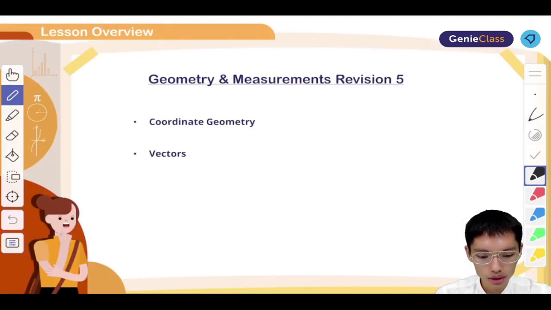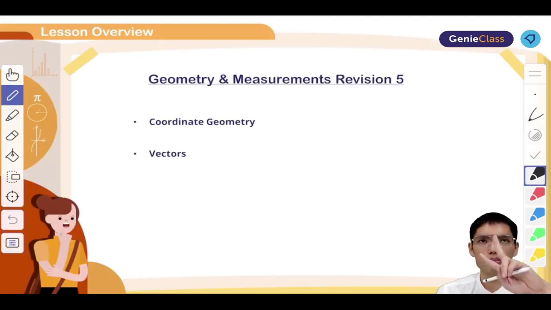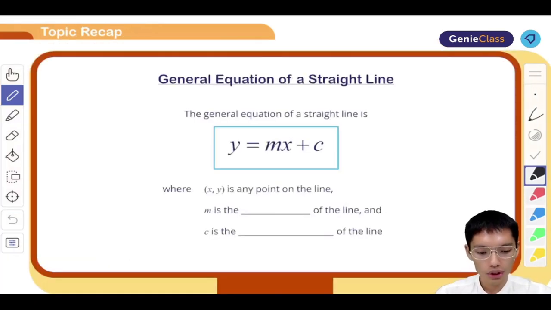Alright, so what are we going to revise? Again, just these two main big topics over here: coordinate geometry and vectors, and what kind of questions can possibly come up. But again, let's start off with further revision over here.